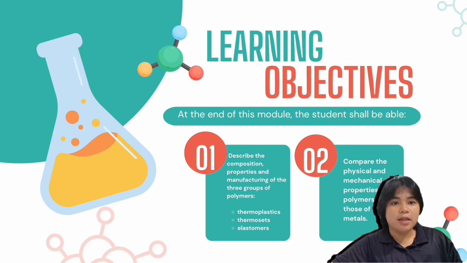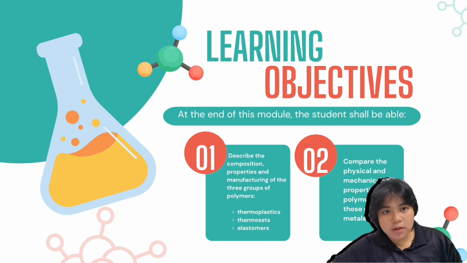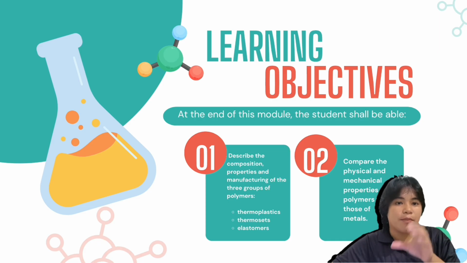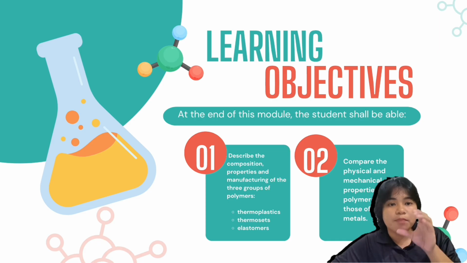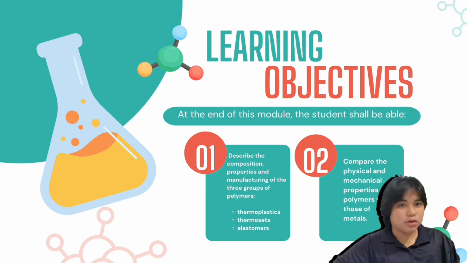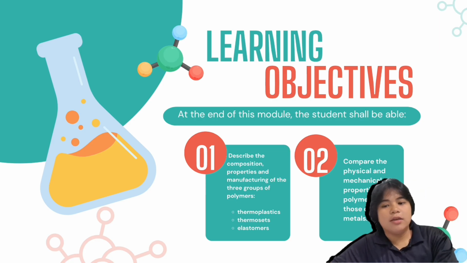So ngayon, dapat at the end of the lesson, we should be able to compare kung ano nga ba ang properties ng polymers sa properties ng metals or any other materials. Dapat mako-compare natin siya.